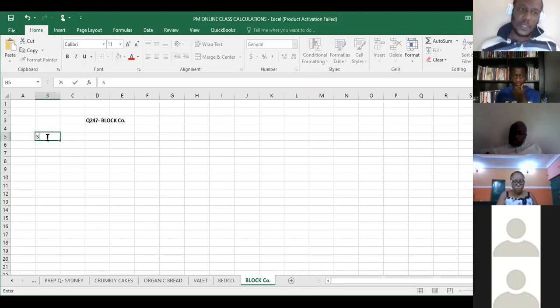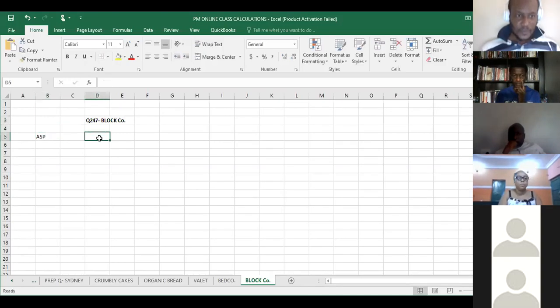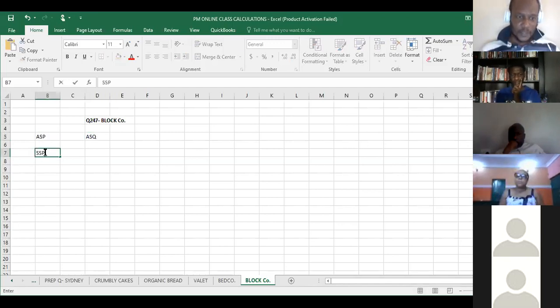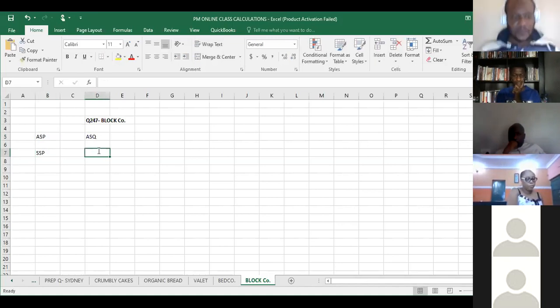Sales price variance is actual selling price minus standard selling price, multiplied by actual sales quantity. So I'll just write it in like that. And then we have our standard selling price, and then actual sales quantity. That's the expansion of our pro forma, right?